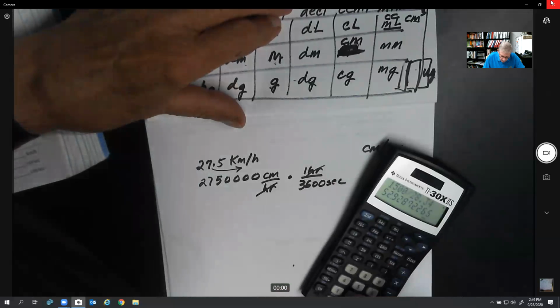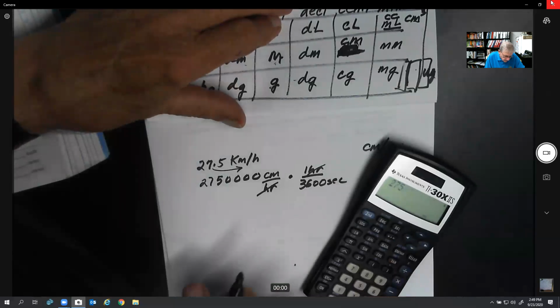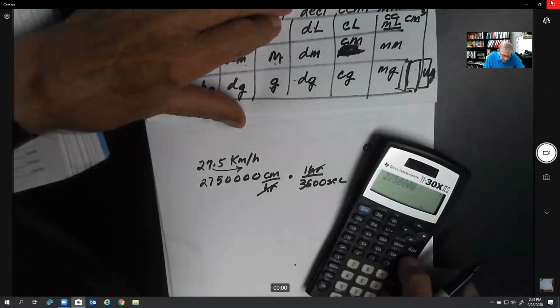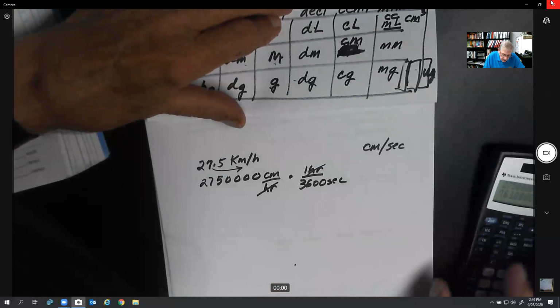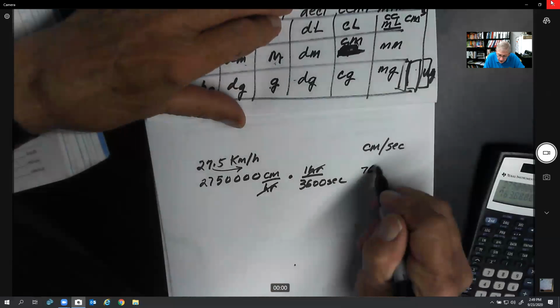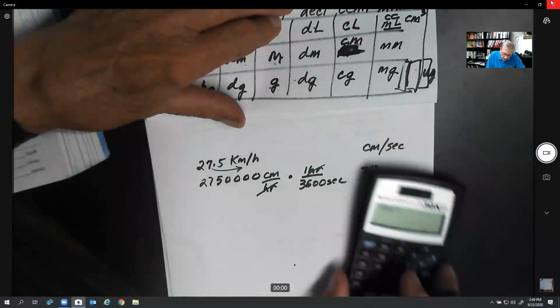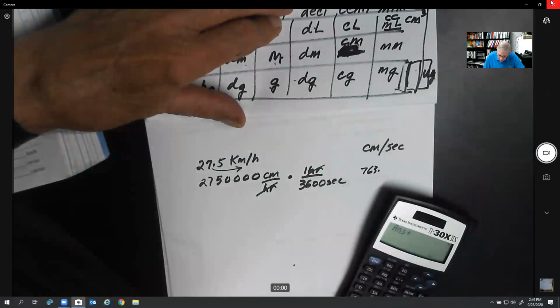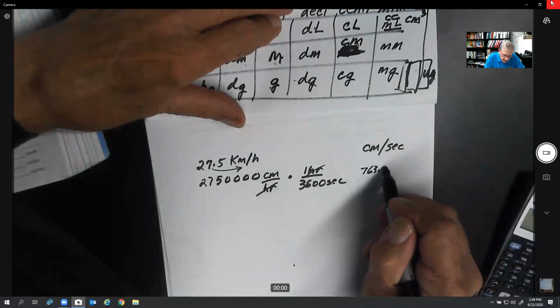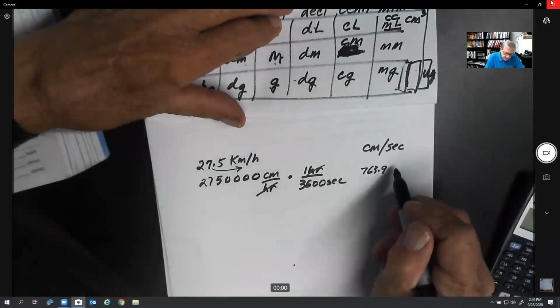So let's see, it's a big old number here, 275 with 4 zeros, divided by 36 with 2 zeros. Boom, I get 763 point, and I'm going to round this up. It was 0.9, I remember. Centimeters per second.